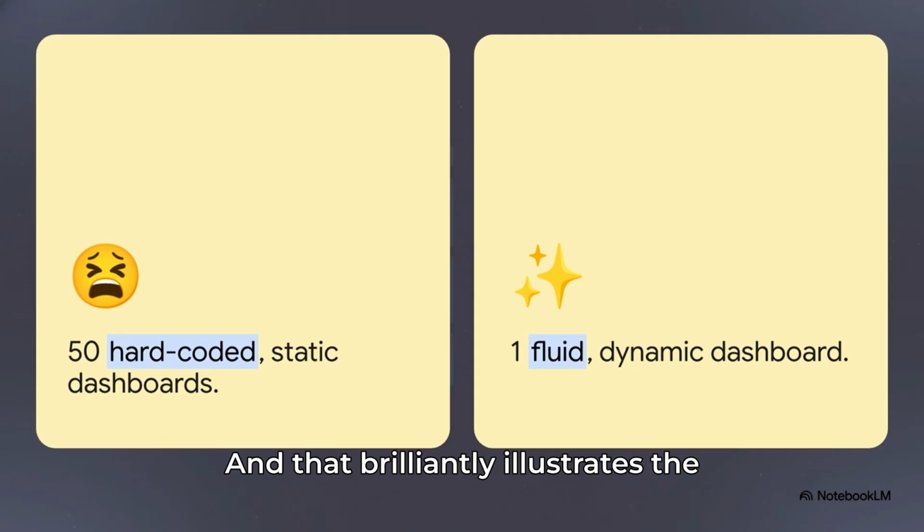And that brilliantly illustrates the core issue we are dealing with here: dashboard sprawl. The status quo is just painful. If you have 50 microservices, that usually means you have 50 static, hard-coded dashboards. It is an absolute nightmare to maintain. You update one, and boom, you've got to go update 49 others. But adaptive observability gives you one fluid, dynamic dashboard that actually adapts to your context. It's this highly scalable solution that acts way more like a powerful search engine than a messy, overflowing filing cabinet.